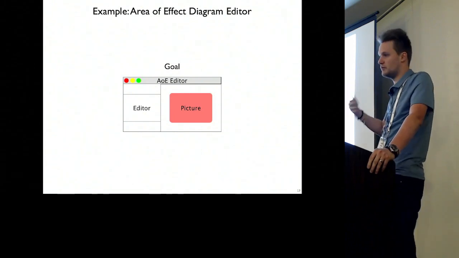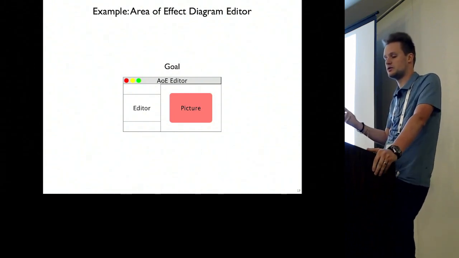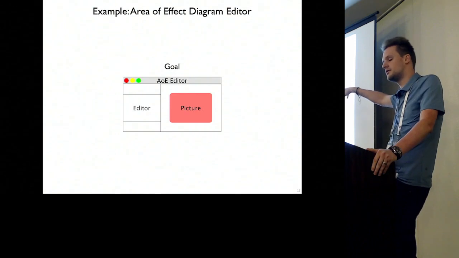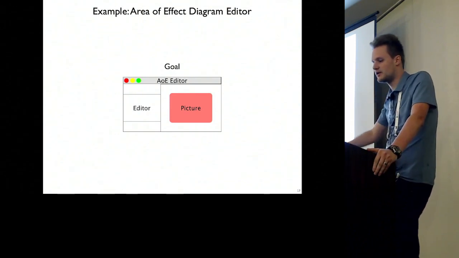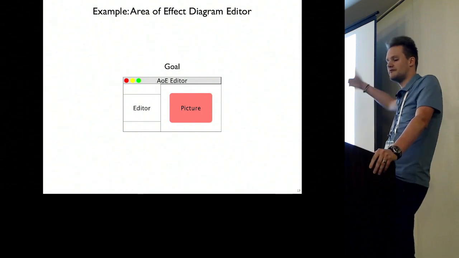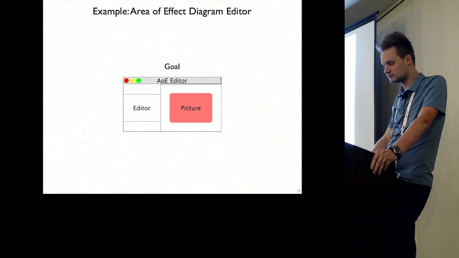For the game, we put in lots of data about how these things work. On the left, we're going to have an editor. We're going to type some textual representation of that area of effect. And on the right, we want to get a live picture, some feedback on what that's going to look like when we render it in the game.